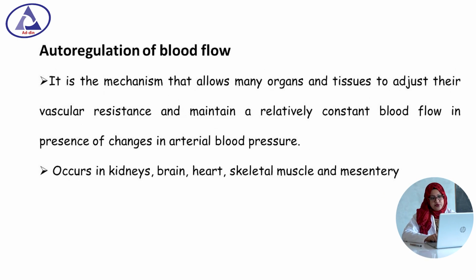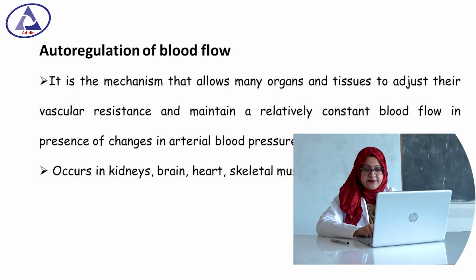Autoregulation of blood flow. It is the mechanism that allows many organs and tissues to adjust their vascular resistance and maintain a relatively constant blood flow in the presence of changes in the arterial blood pressure. Autoregulation of blood flow occurs in the kidneys, brain, heart, skeletal muscle and mesentery.